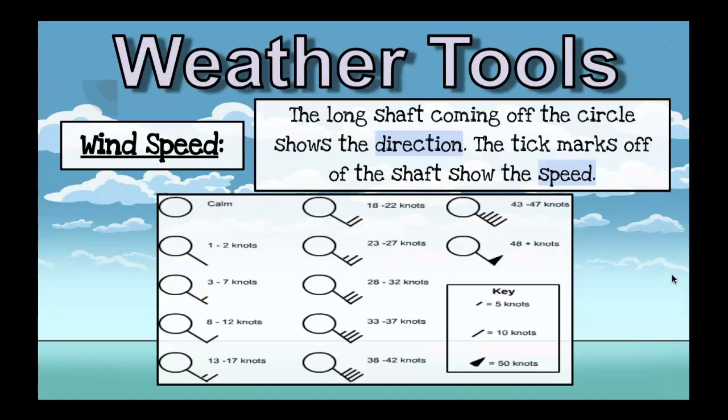Now, we also have specific symbols that we use for wind speed. If you look at this symbol that you see here on the chart, you see a circle. That circle is going to represent the amount of cloud cover. The long shaft coming down the end is going to show you the direction that the wind is blowing. So you could say this wind would be blowing southeast. And then the little tick marks off the end represent how fast the wind is moving. So this wind speed.